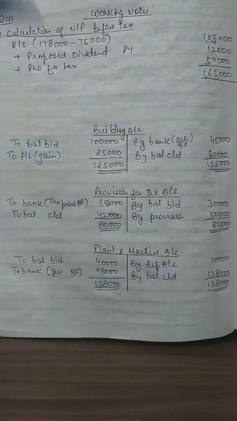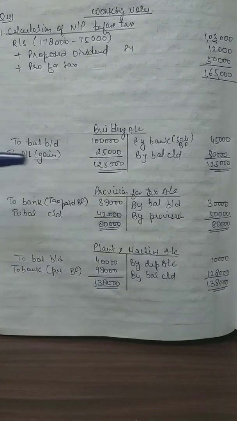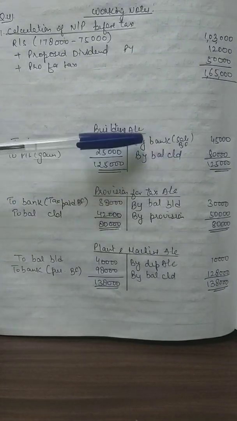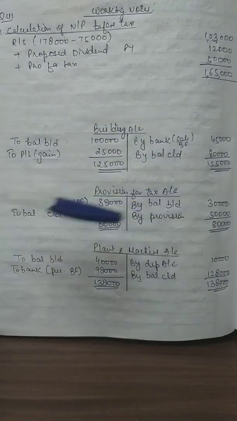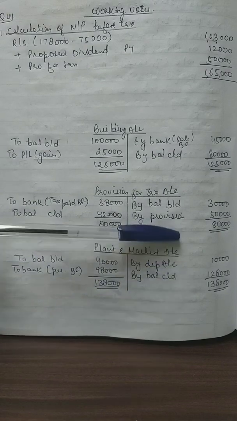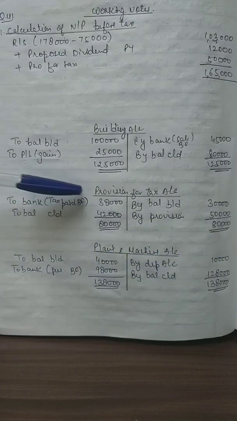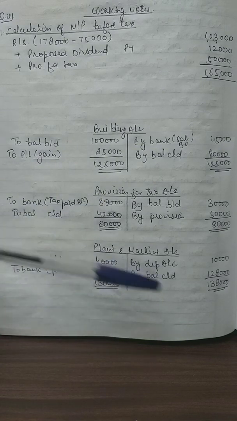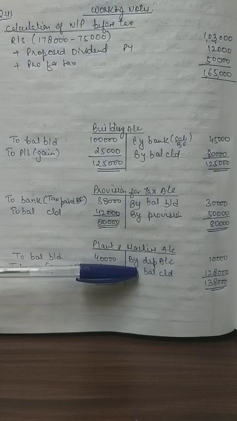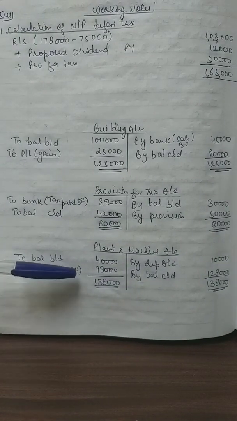Then building account, brought down, carried down. Gain they have given, it will come this side; loss would have come this side. By bank, sale will become the balancing figure. Provision for tax, brought down here, carried down here. Then provision for tax, given in additional information, and to bank, tax paid, balancing figure will be this. Then plant and machinery brought down over here, carried down over here. Depreciation they have given in the additional information, and to bank, purchase will become the balancing figure.